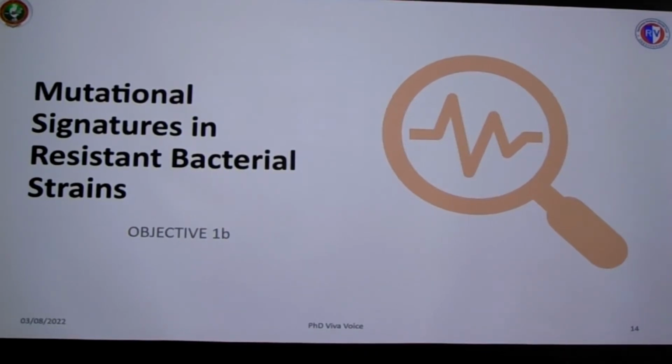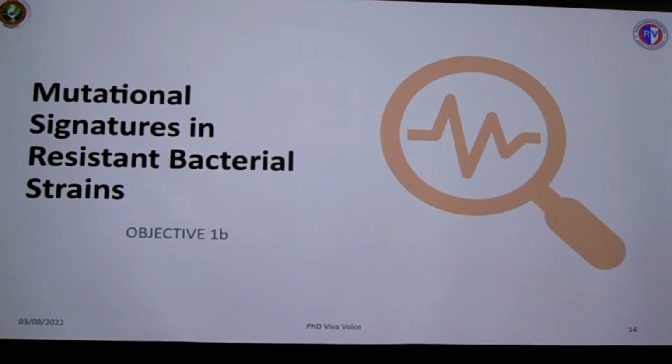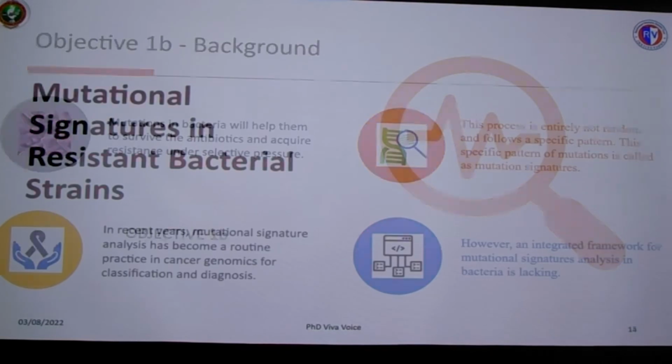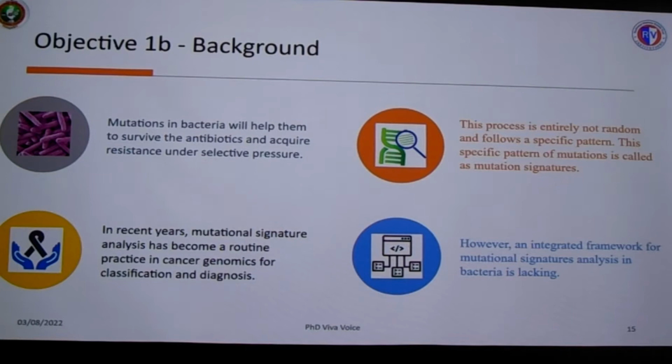So now we understood that mutations play a very important role in antibiotic drug resistance. What we were interested in next is how these mutations accumulate in these bacteria and how these bacteria are evolving. So this led to the second part of the first objective. What we observed here is that the mutation process is usually random, but it always follows a specific pattern, which we call mutation signatures.